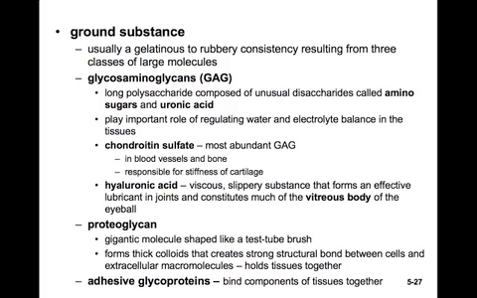Glycosaminoglycans, or shorthand GAG because that's a big word, are long polysaccharide molecules. They're composed of unusual disaccharides called amino sugars and uronic acid. They play an important role of regulating water and electrolyte balance in the tissues.